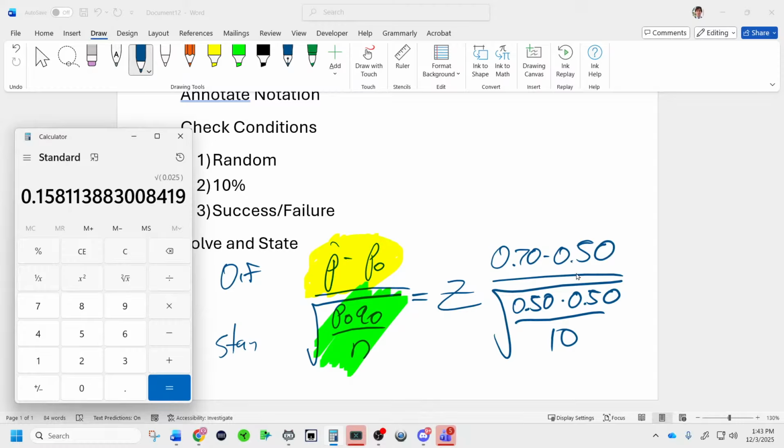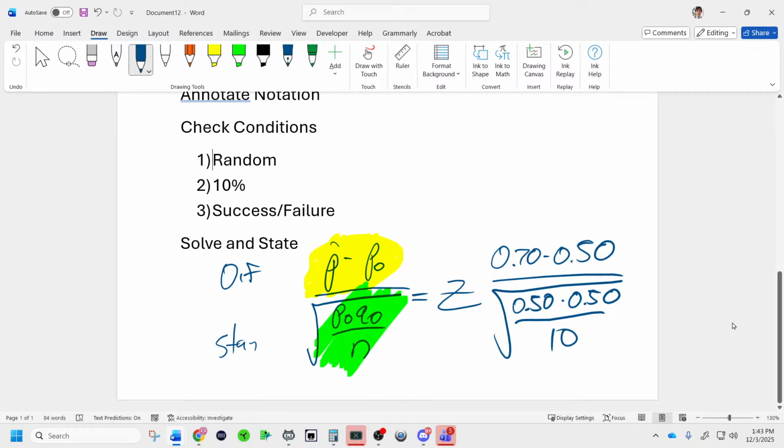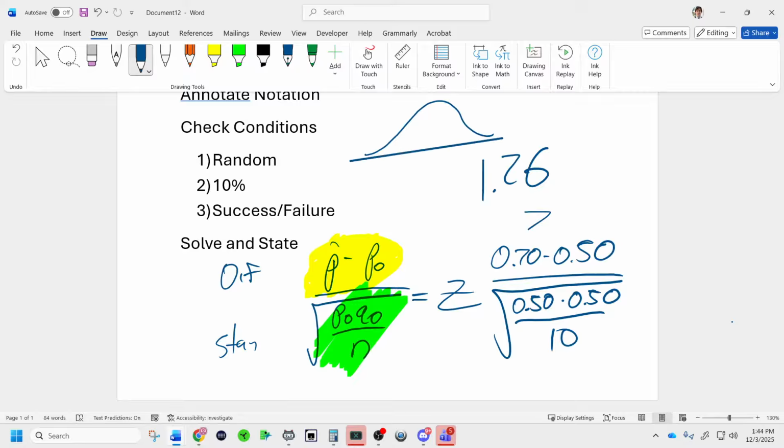And the Z-score, if you look at this, is going to be about 1.23 or so. That's 0.20 up top. 1.26, I was kind of close. So the Z-score is equal to 1.26, and we are doing a greater than test. We should say we violated conditions and we shouldn't be doing this, but it's going to look over here, and it's going to be a big area.